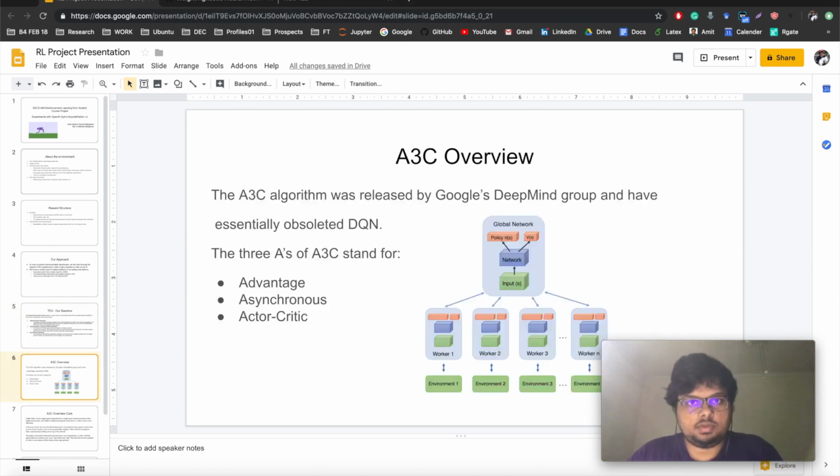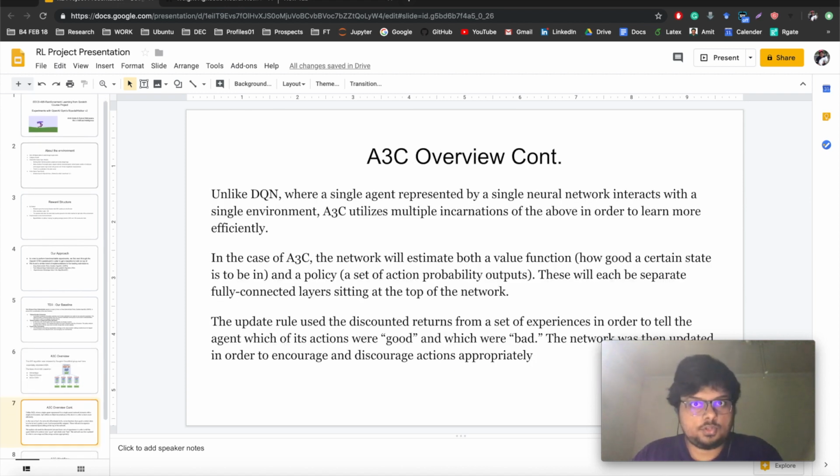Further, we experimented a lot with the A3C algorithm, which was introduced by DeepMind and has made DQN obsolete since its introduction. A3C stands for Asynchronous Advantage Actor-Critic algorithm. A quick overview of the A3C algorithm.